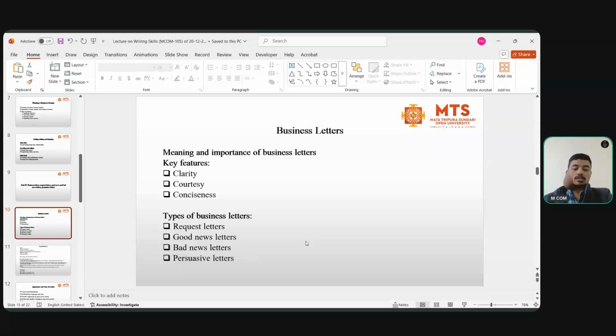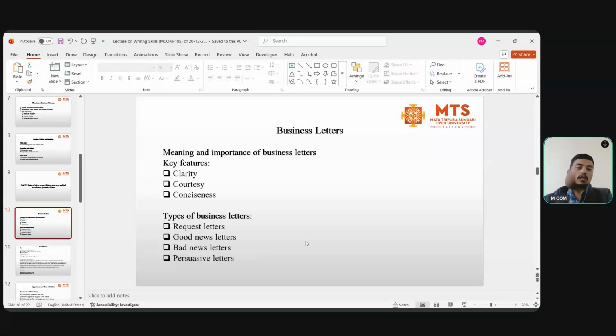Now what are the main types of business letters? I've already mentioned them, so now let's try to understand them one by one. First we have the request letter.